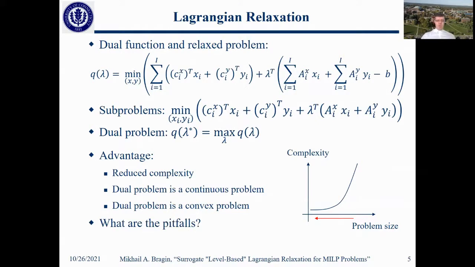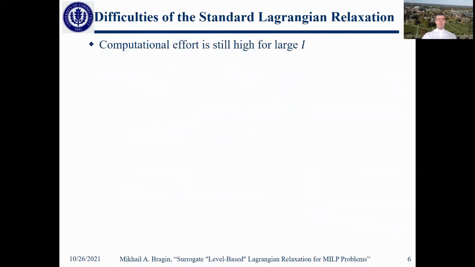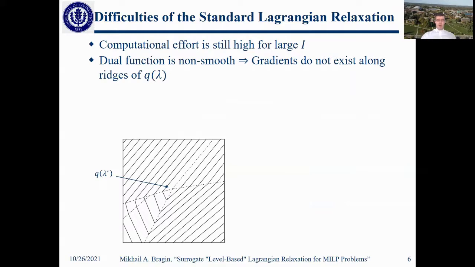But what are the pitfalls of this method? The first difficulty is that when the number of subsystems is large, the computational effort can still be high. Second, while dual function is continuous, it's non-smooth, which means that the gradients do not exist along the ridges of the dual function.